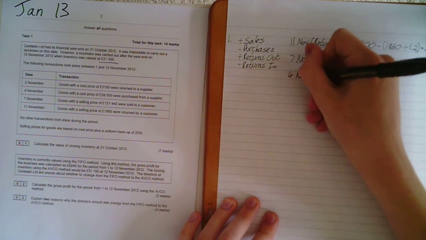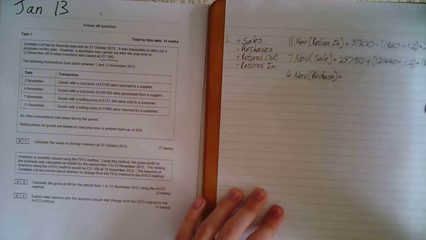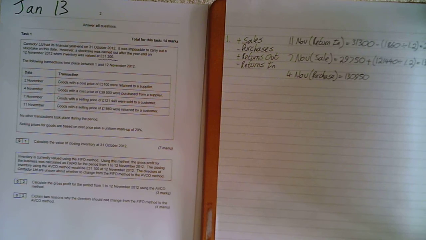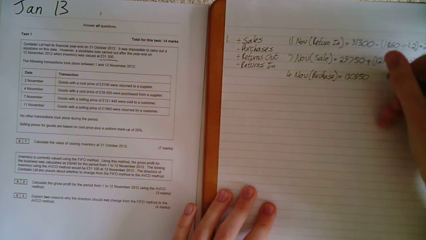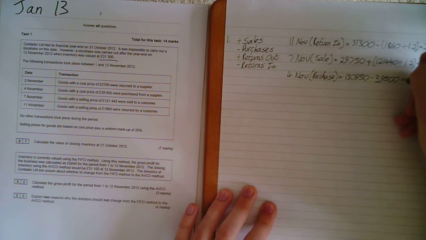So the 4th of November, goods with a cost price, so we're not going to have to do any editing of the value because it's not selling price anymore. We don't have to use the markup or anything. On the 4th of November, goods with a cost price of 39,500 were purchased from a supplier. So that's just a basic purchase. So 130,950 from the previous equation. So it's a purchase. What do we do with purchases? We just take them away. 39,500, and that will give us 91,450.